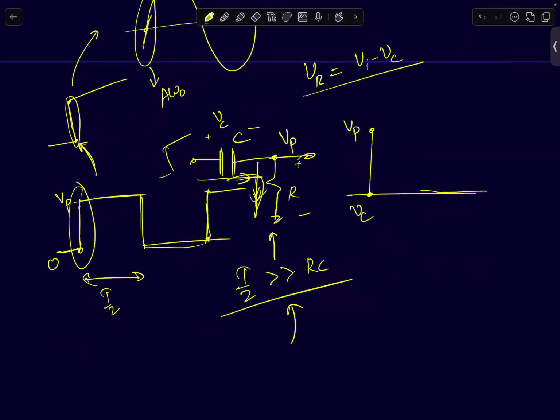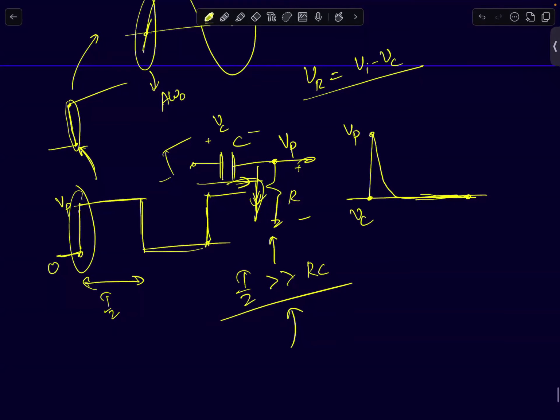So what will it do? Very quickly, it will discharge and the output voltage will go to 0, and the capacitor will be charged. What will the capacitor voltage be? By the time we reach one half cycle, the capacitor would have been charged to plus Vp volts.